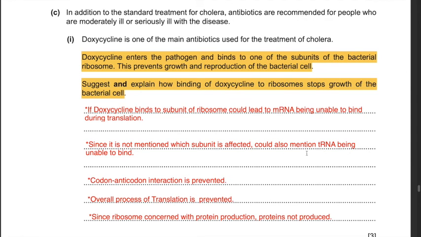You could also mention, so the suggestions are that either mRNA is unable to bind or tRNA is unable to bind. Explanation would be codon-anticodon interaction is prevented. The overall process of translation is halted or prevented. Since the ribosome is concerned with protein production, proteins are unable to be produced or polypeptide synthesis doesn't occur. And that is how you explain why doxycycline binding to the ribosome stops the growth of the bacterial cell.